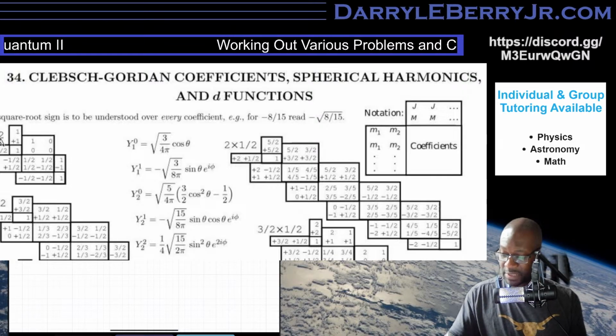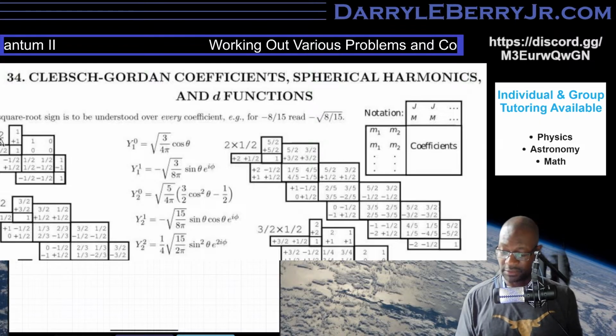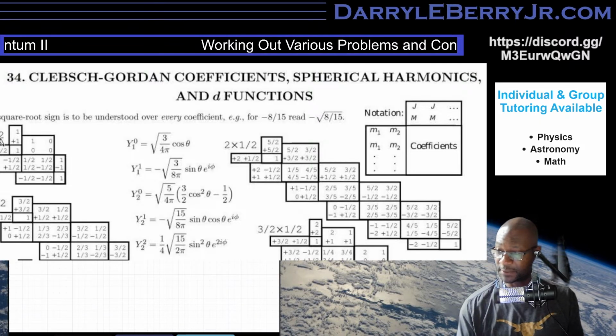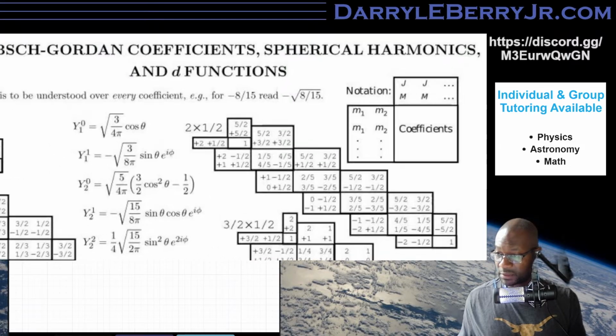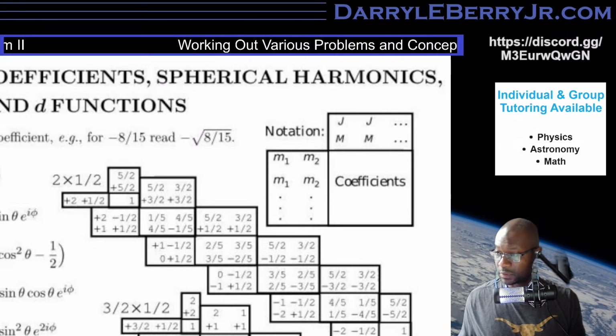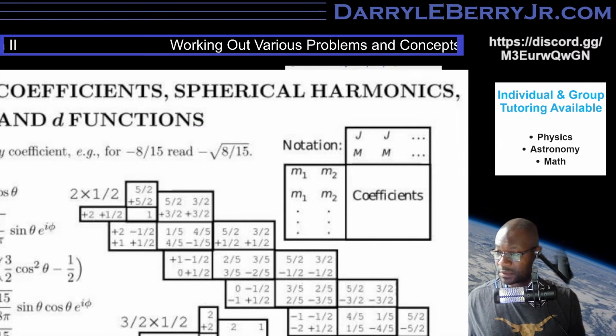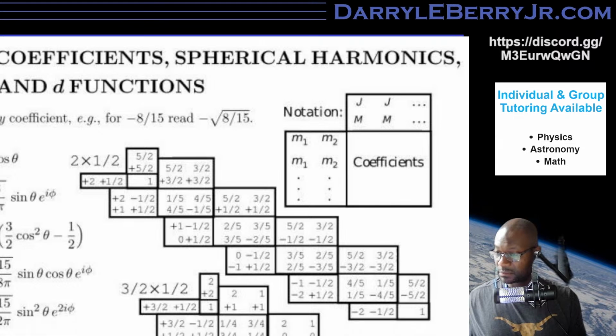And in my office hours yesterday, this is how the professor basically explained it. When you're looking at this table, I'll zoom in on the 2 and 1/2 one. You can see it says 2 cross 1/2 on the top left right there. What that's saying is we have 2 angular momenta of subatomic particles that are being mixed together.